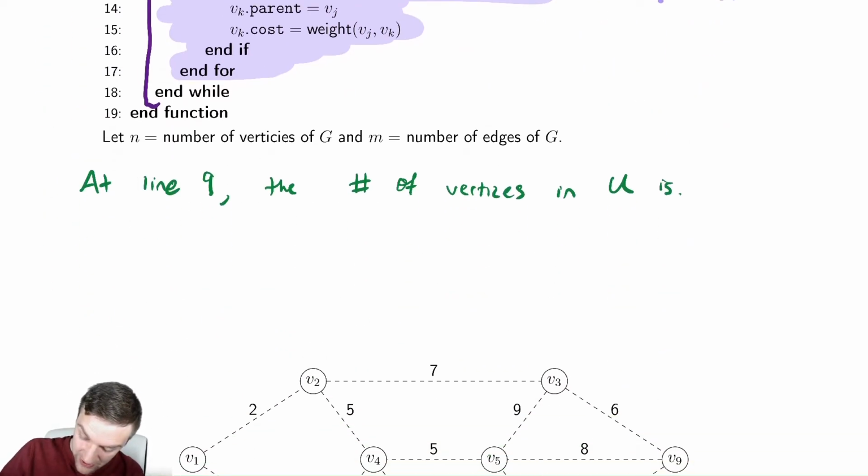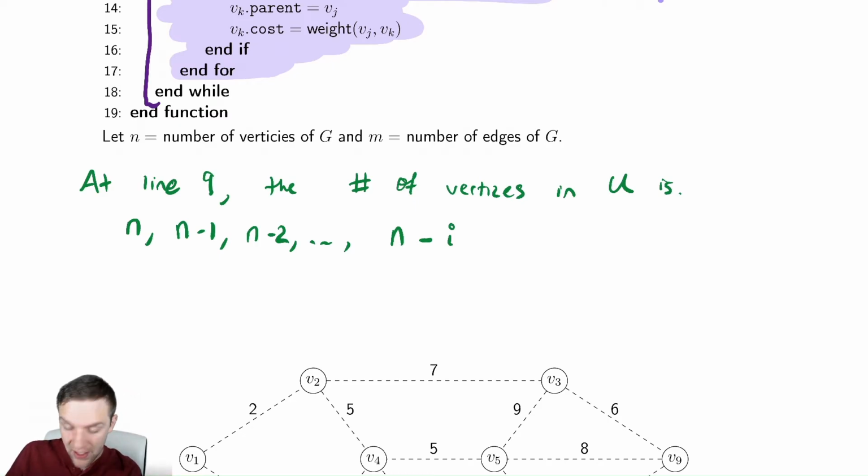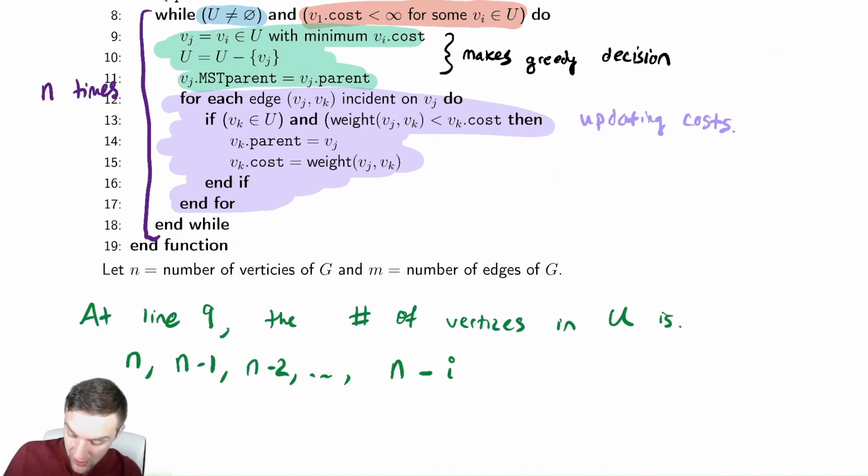So it starts with every single vertex, followed by one fewer, followed by one fewer, followed by, in general, n minus i vertices. So that's one bit of useful information. And now let us look at this code here.